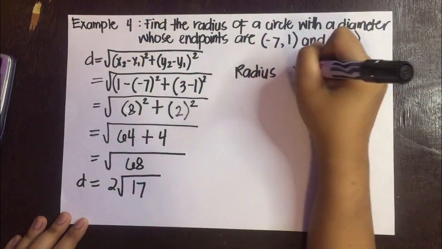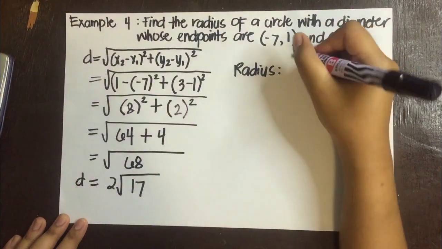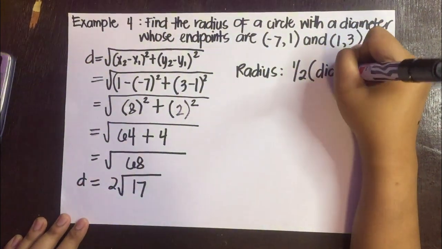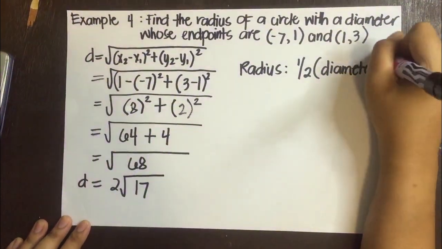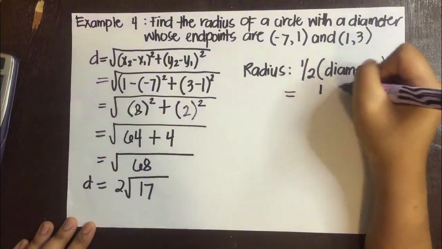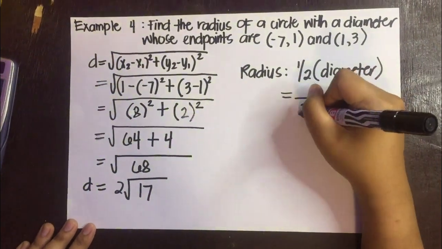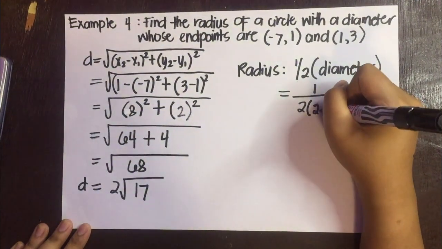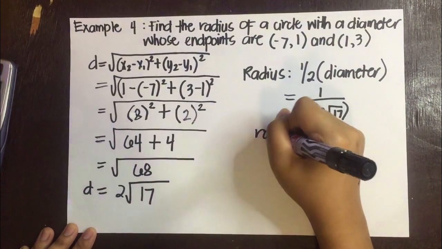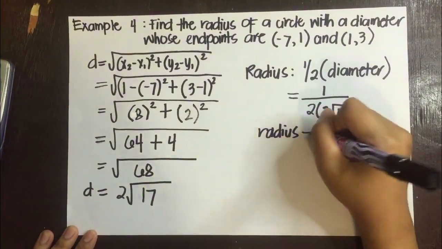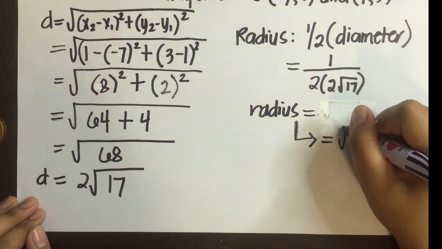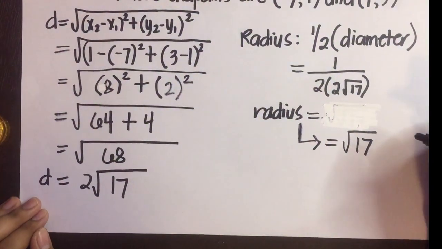So in finding the radius, we have this formula of 1/2 times the diameter. So our radius is 1 over 2 multiplied by 2 square root of 17, which is our d. So our radius is equal to square root of 17.